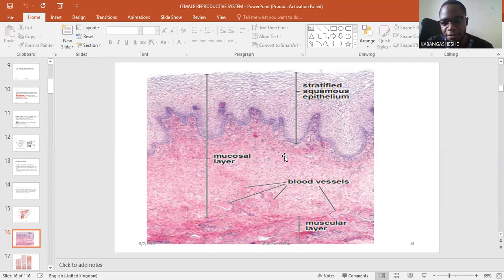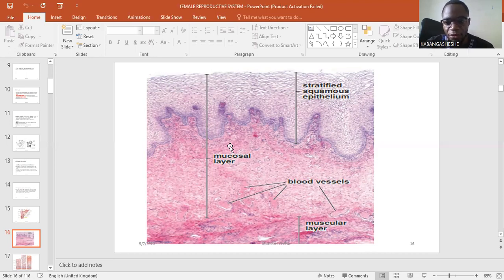These are simple acinar glands. Sometimes they are branched. And these glands produce mucus in the esophagus. And that mucus aids in lubricating the food that is passing through the esophagus to avoid friction.